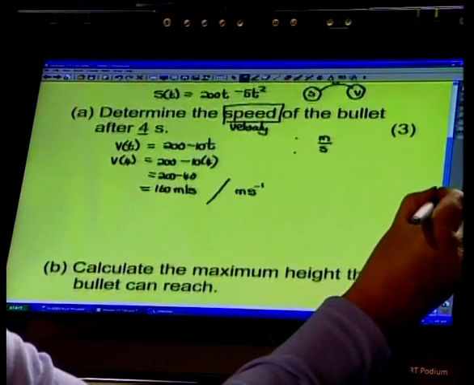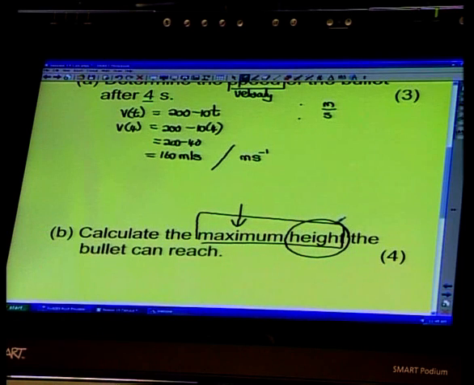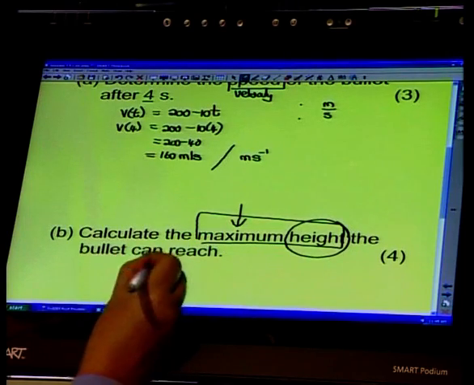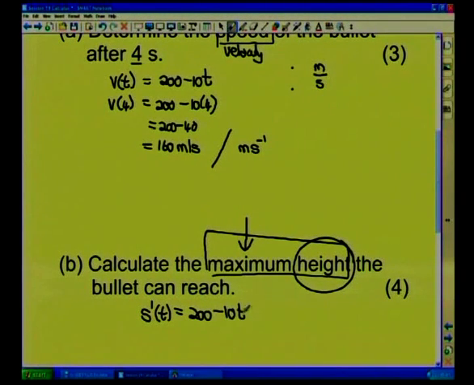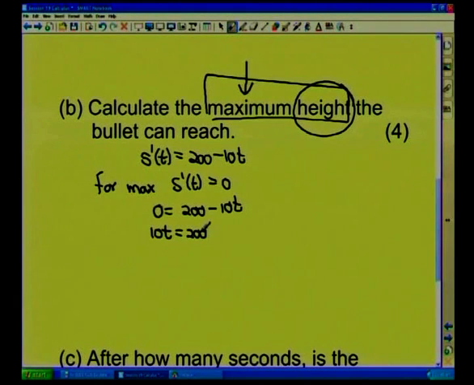Now, what does the next question say? It says, calculate the maximum height. You see the word maximum, you think derivative, and we want to maximize the height. So we've got to use the s equation's derivative. If I wanted to maximize the velocity, then I would use the velocity equation. I already have that: s dashed of t is 200 minus 10t. So for a max, I put the derivative equal to 0. So 0 is equal to 200 minus 10t. So 10t is equal to 200, which means t is equal to 20. So at 20 seconds, the maximum height is reached on this bullet.